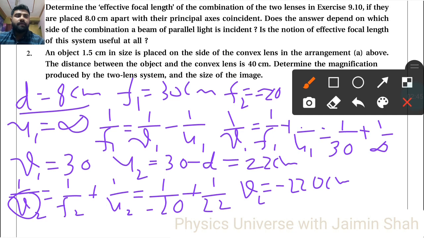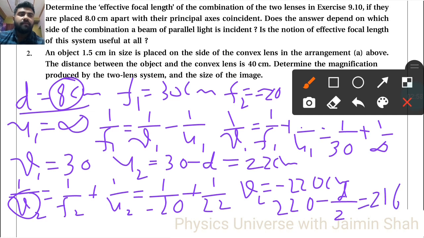Now here 220 minus d by 2. d is 8, so 8 by 2 is 4, so that is 216 centimeter. So that is the distance, now that distance is 216 centimeter.